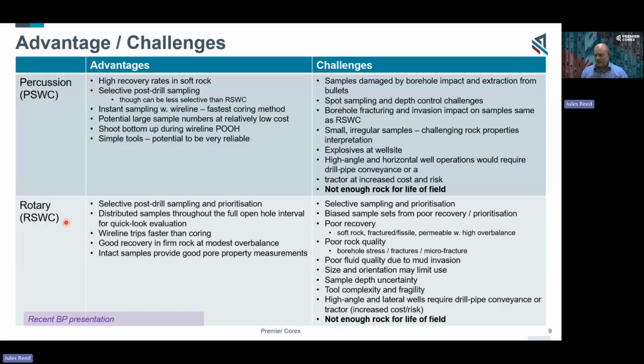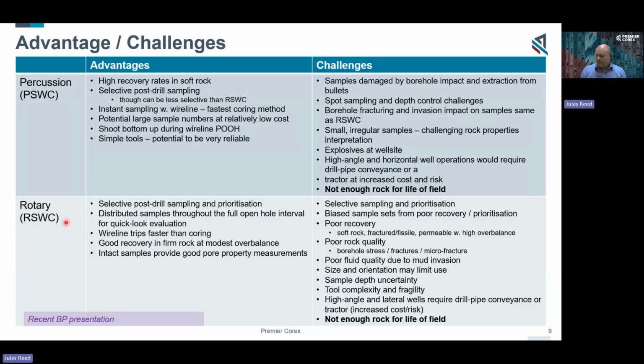Also, there can still be poor recovery or issues of recovery, particularly in soft rock or fractured and fissile, like shales systems, or where you have high permeability and a higher overbalance of the mud system, significant invasion and fracturing caused by all the mud invasion.